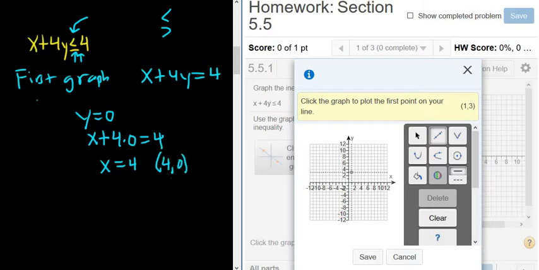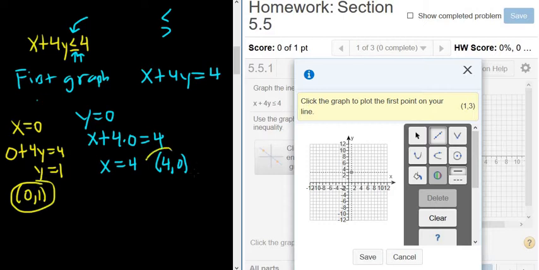It's probably going to ask for another point, so let's plug in another number. How about x equals 0? When x equals 0, you get 0 plus 4y equals 4, and so y equals 1, because you divide by 4. So the point here would be 0, 1. Okay, so we have 2 points, and now we can draw our line. The reason I pick these is because they're easy. You just set y equal to 0 and x equal to 0, and usually that will work.